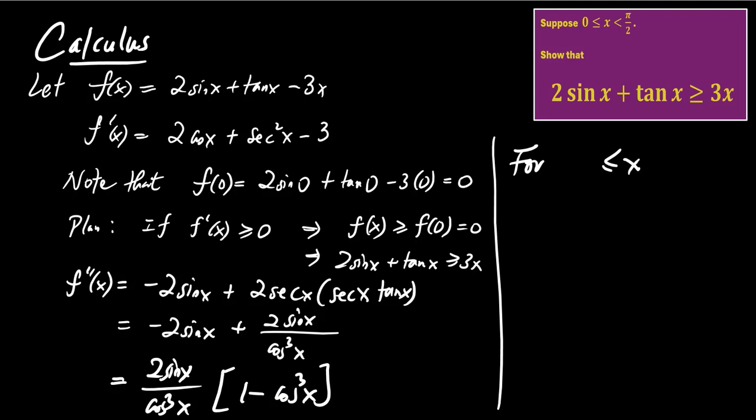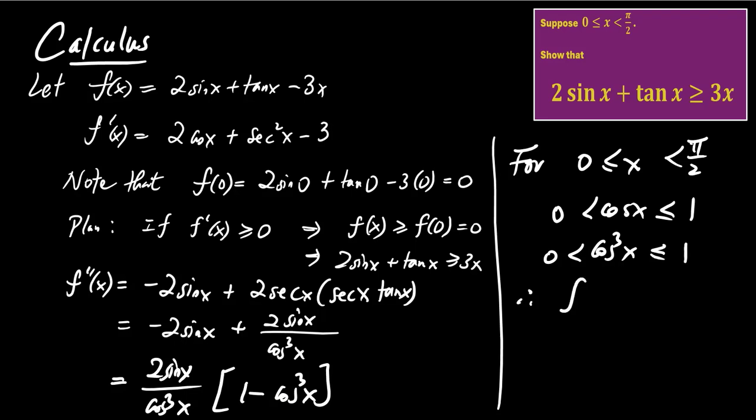For x in between 0 and pi over 2, cosine is in between 0 and 1. Therefore, cosine to the power 3 is also in between 0 and 1. And this means that f double prime x is positive or 0, meaning that the function f is concave upward.